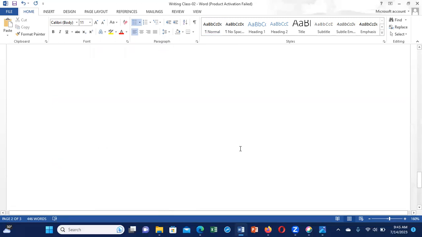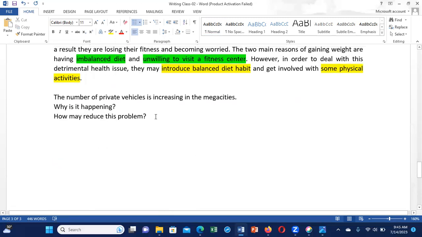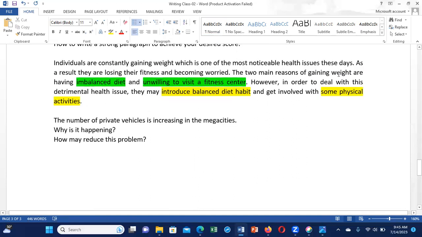You can see here the two main reasons of gaining weight are having an imbalanced diet and being unwilling to visit a fitness center. It is about your body paragraph one. And the second thing, the solution: in order to deal with this detrimental health issue, introduce a balanced diet habit and have some physical exercises or physical activities. It is actually your thesis sentence.